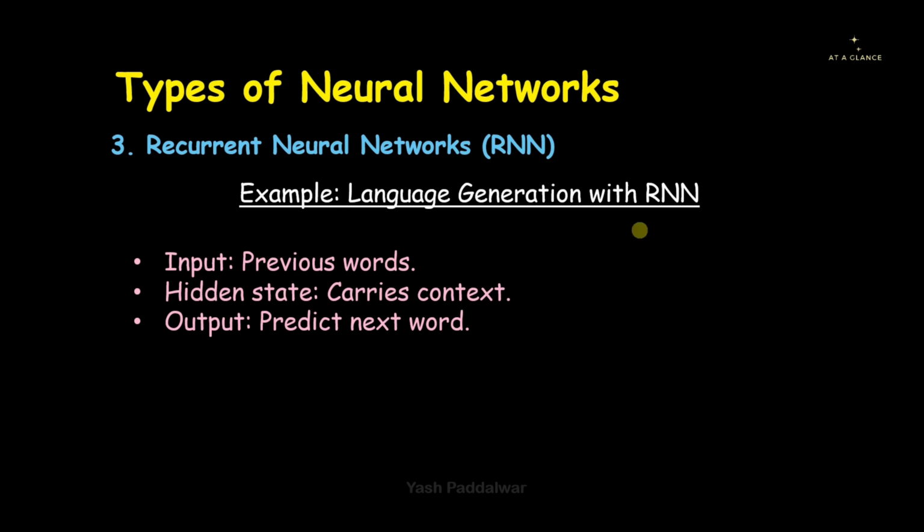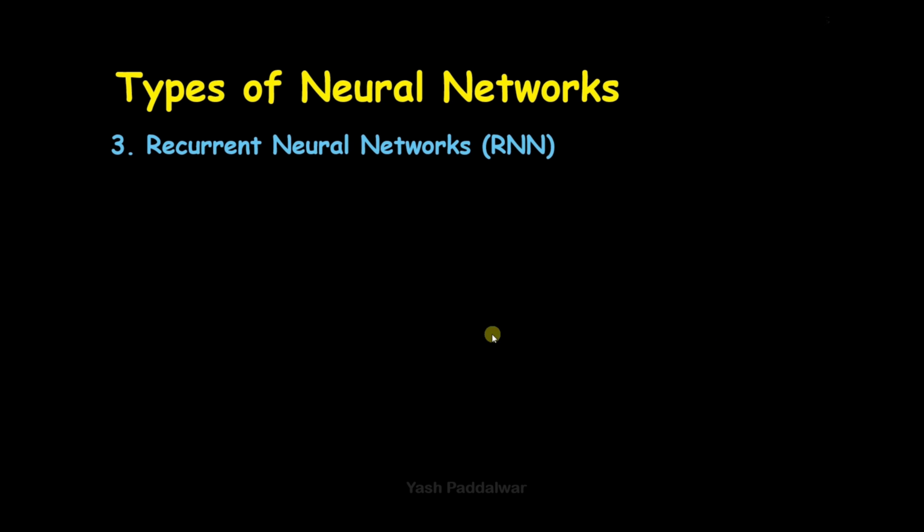Relate this example with the scenario where, when you type something, through the context of the sentence that you have typed, the next word will be predicted. I'm sure the example is clear. Now let's move on to the advantages of recurrent neural networks.